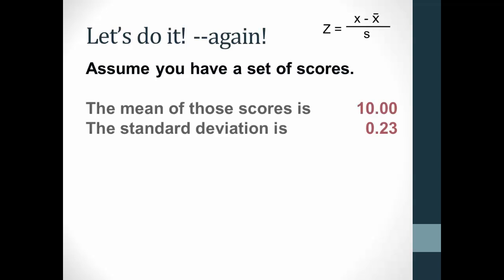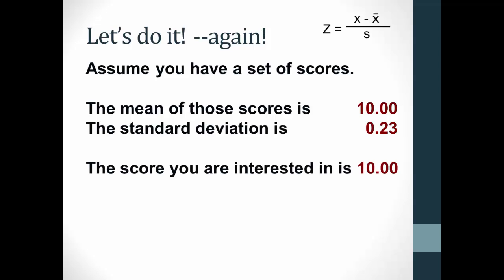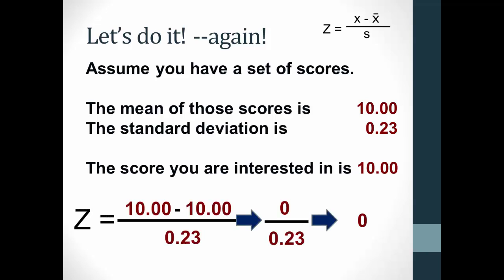Now the mean is 10 and the standard deviation is 0.23. You are interested in the raw score of 10. Hey, we don't even have to do the calculations, as the score we are interested in is the mean, so we already know that the z-score is 0. Do the math, however, and with the numerator equaling 0, the resulting z-score will be 0.